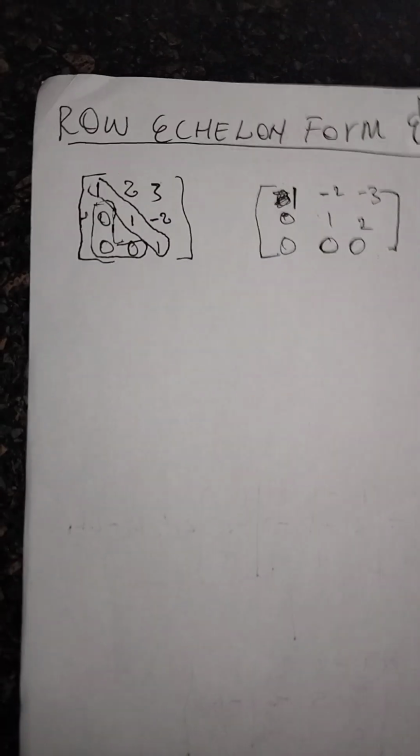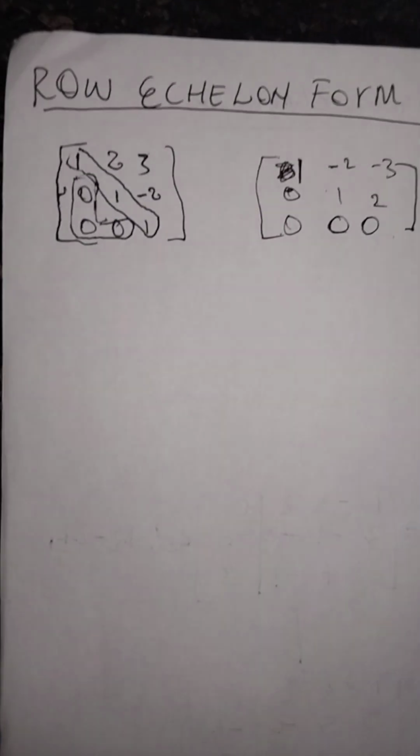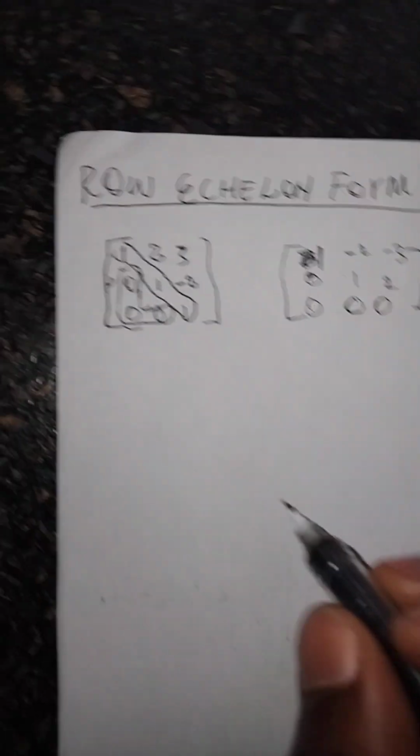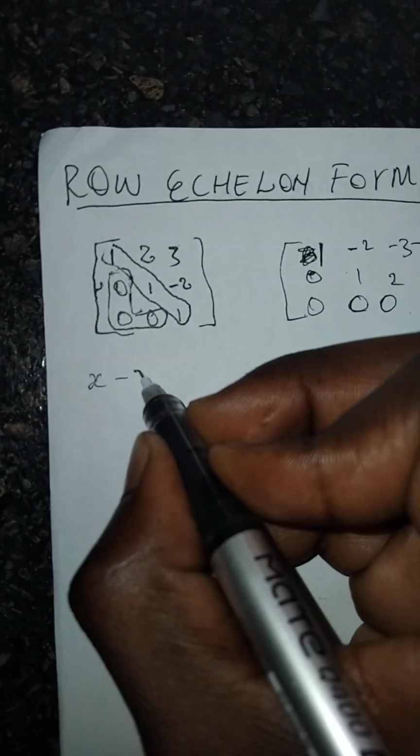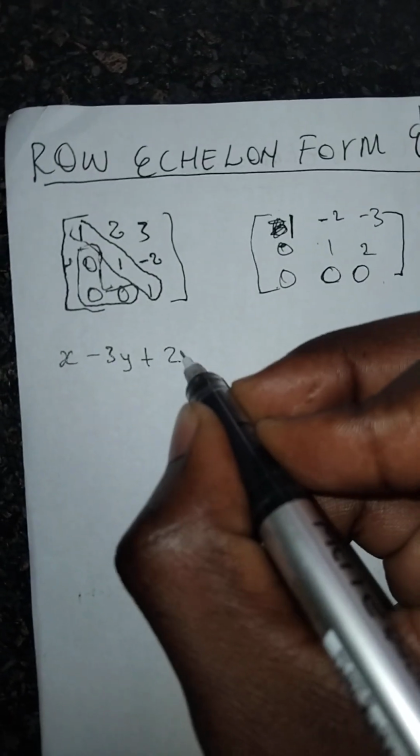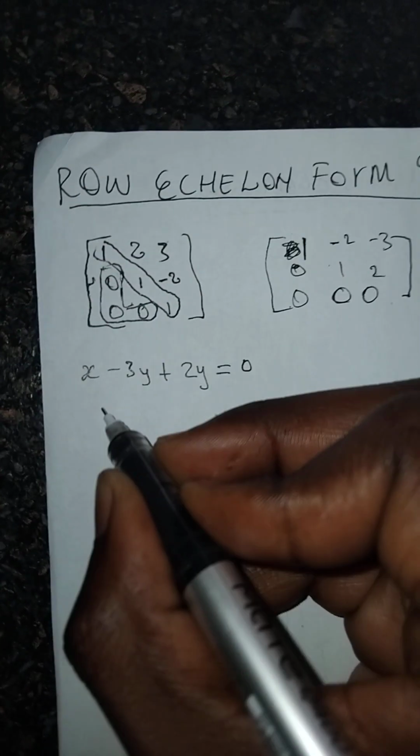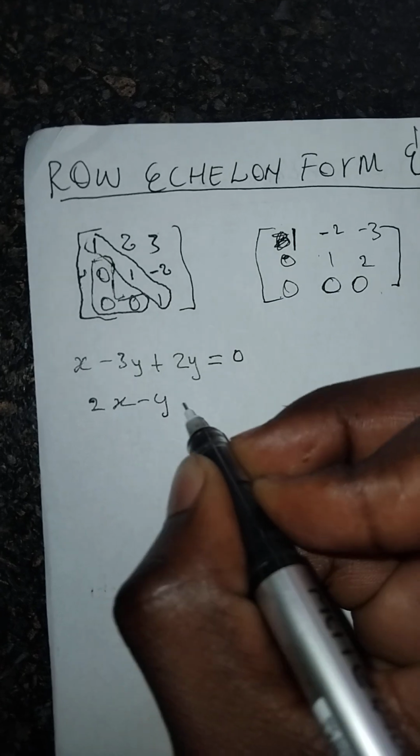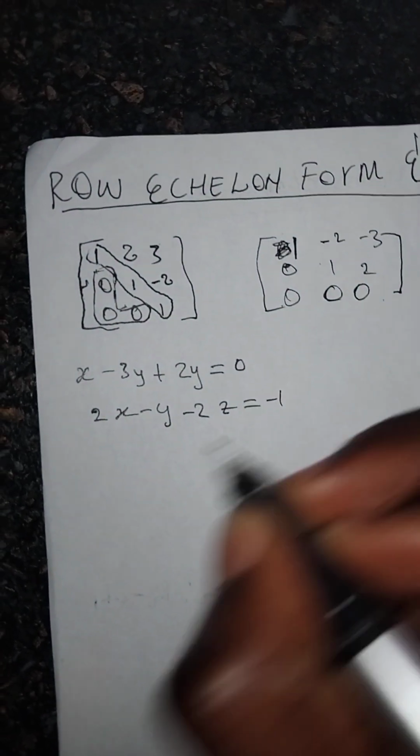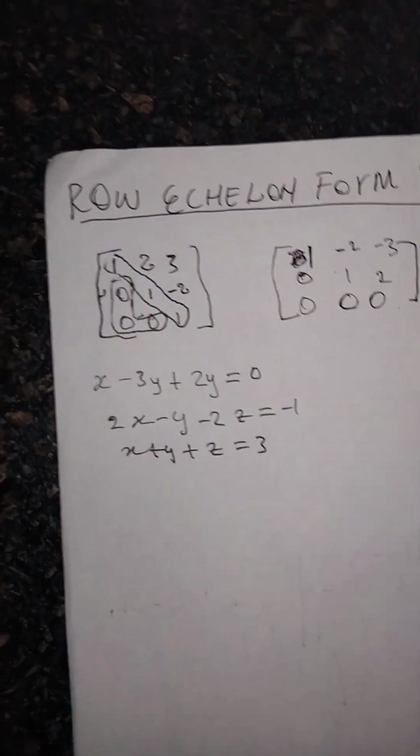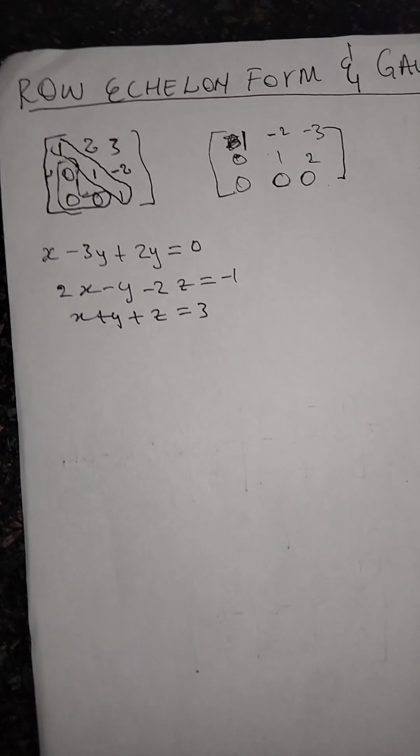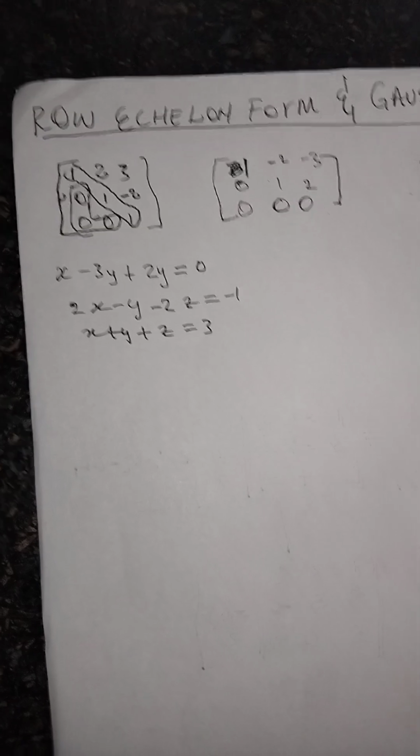Okay, so now let's dive into the problems and see how we perform operations to obtain this form. Let's suppose we have the following system of three linear equations: x minus 3y plus 2z equals 0, and 2x minus y minus 2z equals -1, and you also have x plus y plus z equals 3.